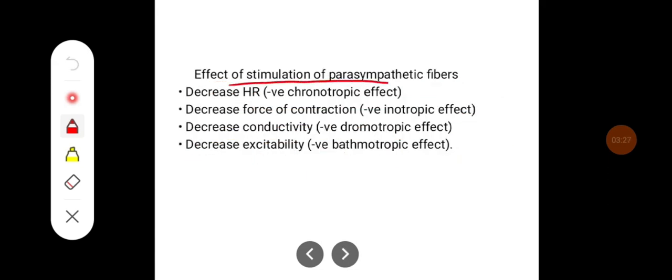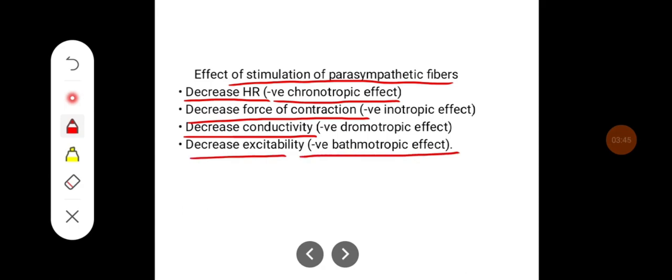The effect of stimulation of parasympathetic fibers is that it decreases the heart rate, that is a negative chronotropic effect. It decreases the force of contraction, that is a negative inotropic effect. It decreases the conductivity, that is a negative dromotropic effect. It decreases excitability, that is a negative bathmotropic effect.